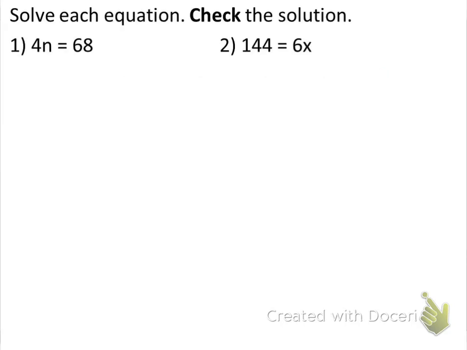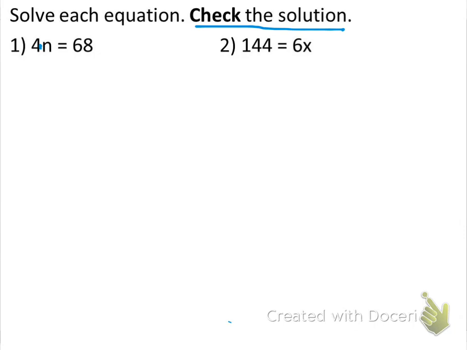Let's get started. It says solve each equation and then check your solution. It's important that we check our solutions to make sure we got it right. To solve these equations, we need to get the variable alone. Remember, that's our goal. So let's look at our first one. We have 4n equals 68. Remember, when there's no operation symbol, it's secretly a times. So there's a little dot in between here that says 4 times n.